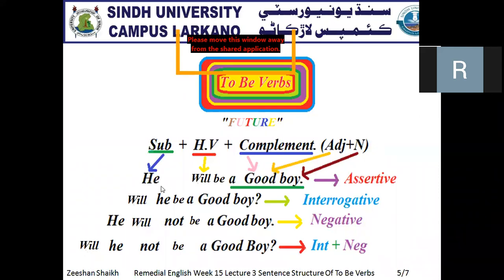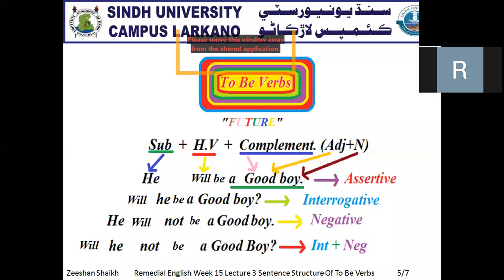Now what is he? He is a subject. Will be is your helping verb, and a good boy is your complement. This complete sentence becomes the assertive sentence. Now, whenever we are trying to make it an interrogative sentence, I'm just talking about only will, will comes first, then he, then be. Clear?